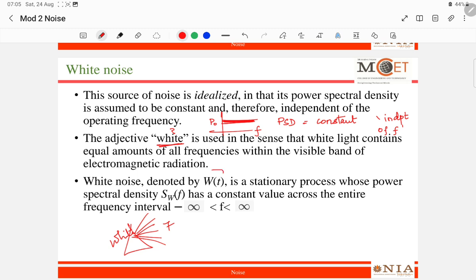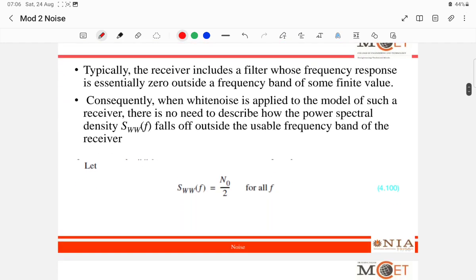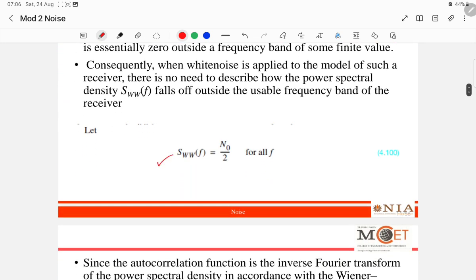This white noise is denoted by W of t. It is a stationary process. We can write the power spectral density S_W of f of this white noise as a constant value N_0 by 2, for all the frequencies. That is, if your frequency lies between minus infinity to plus infinity, for all the cases, your power spectral density is constant. It is denoted by N_0 divided by 2. So your power spectral density is equal to N_0 by 2 for all values of f.